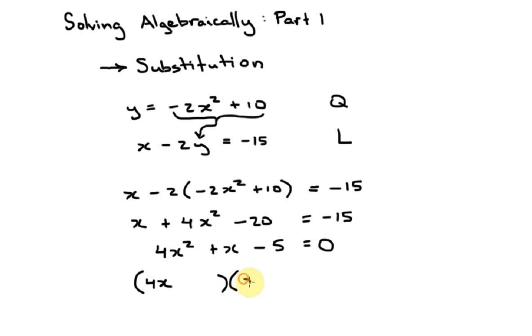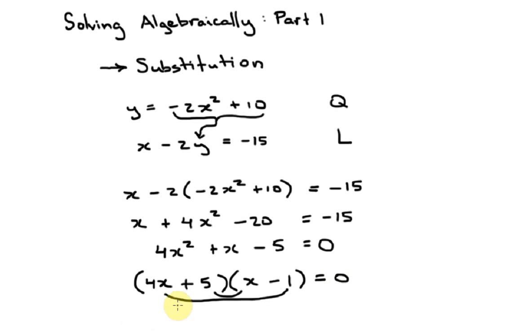So 4x times x gives me 4x squared. And now I need a number times a number to make negative 5 in such a way that they add up to positive 1. I see in my notes here that I put the positive 5 here and a negative 1 here. Of course, if I were to just expand this out, I would get positive 5x's and negative 4x's. So that's what I'd want to make positive 1x. So it looks like it's working. And so it looks like I have two solutions.